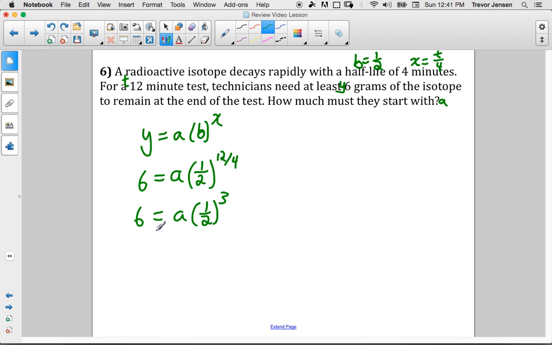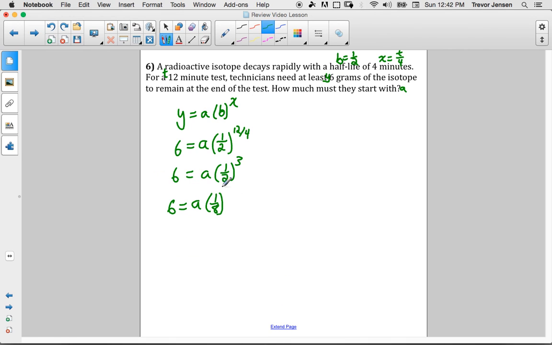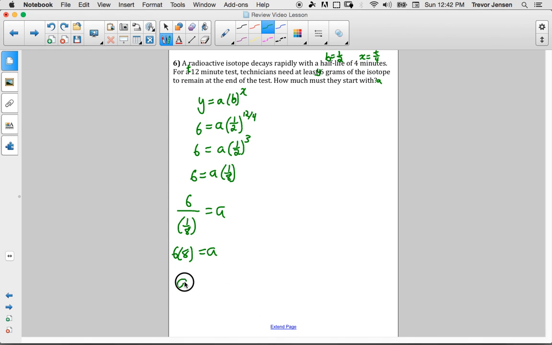Well, we had this exact power in the previous question. A half to the 3, we know that's 1 over 8. So we have 6 equals a times 1 over 8. Now we just need to isolate a by dividing 1 over 8 to the other side. So I have 6 divided by 1 over 8 equals a. Dividing by 1 over 8 just means multiplying by 8. So this is really just 6 times 8 equals a. So my a value is 48. So you must start off with 48 grams of the isotope, so that at the end of the 12-minute test, you're left with 6 grams.